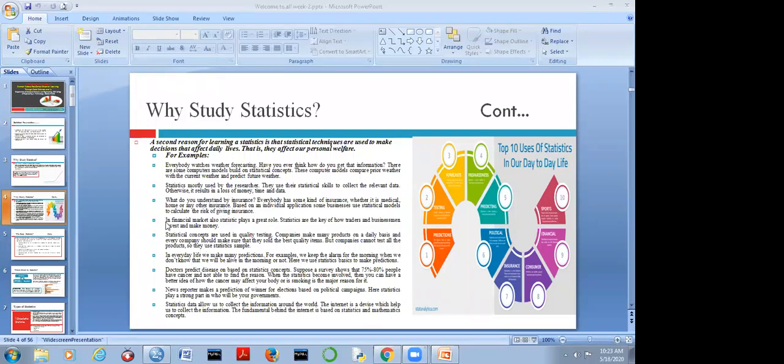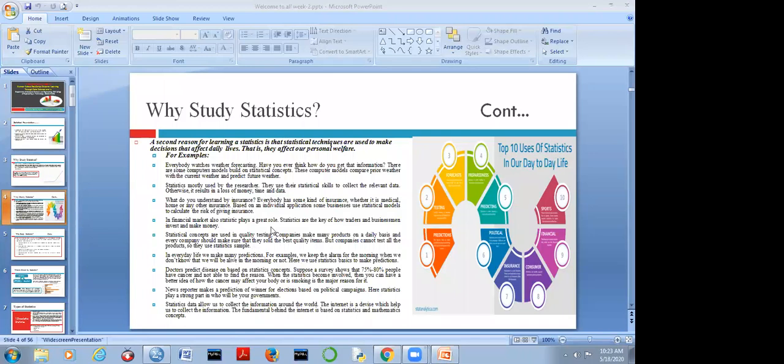Then the financial market. You have heard about the financial market. The daily financial market deals with statistics. For example, presently you are a student, but in future you want to join the financial market. You want to become a financial expert.